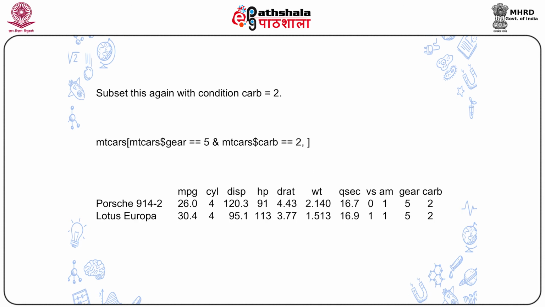Now again we want to subset the existing set with the condition carb is equal to 2. So we are using this code, that is mtcars, then within third brackets mtcars$gear == 5 and mtcars$carb == 2, comma. So here we want to find only those cars whose gear is 5 and carb is 2. So we are putting this additional condition with an ampersand.